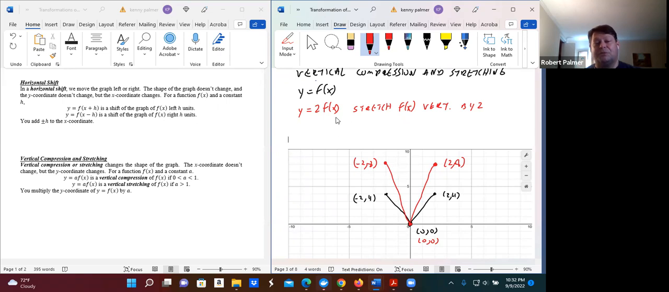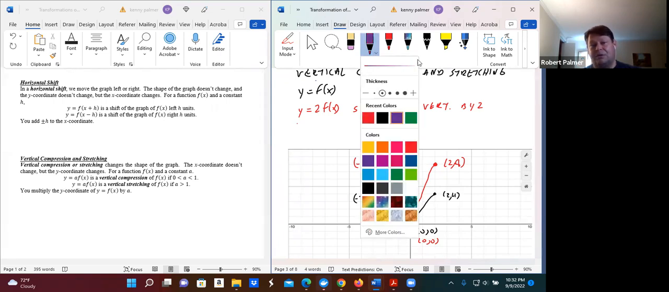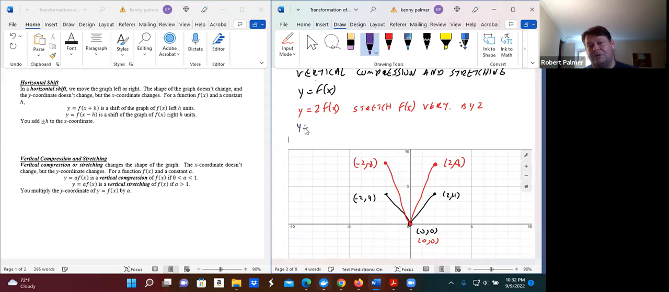Now, let's do a vertical compression. So this time we need a number between 0 and 1. I want to do it by a factor of 2. Let me change colors. And we'll do y is equal to, by a factor of 2, it needs to be 1/2 f of x. And we're going to compress f of x once again vertically by 2. Basically what it means is we're going to multiply the y-coordinate of each point by a, in this case 1/2.